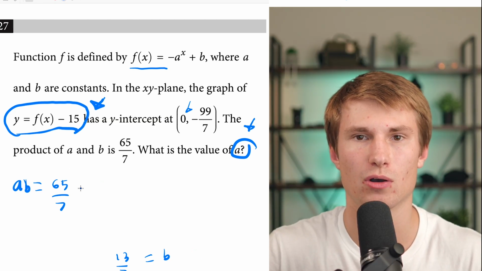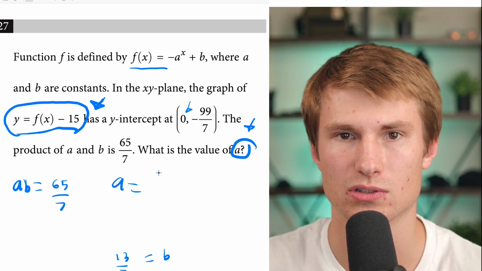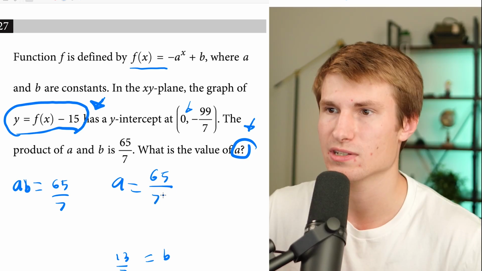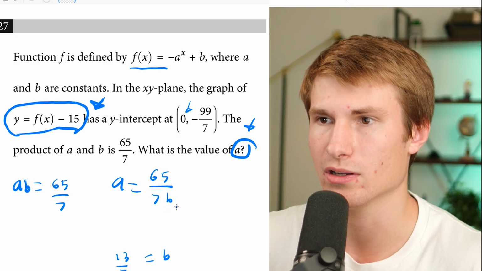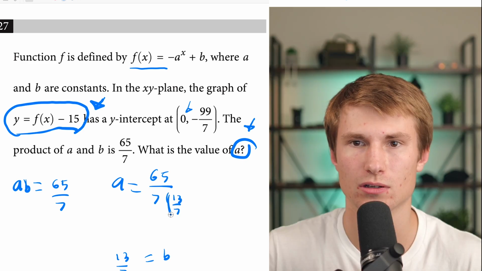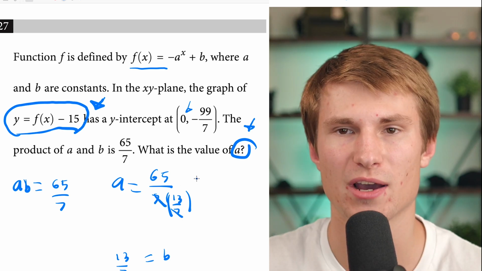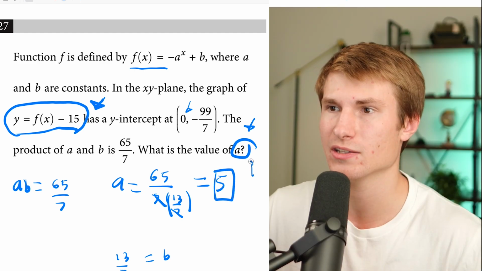Now, how can we do that? Well, if we go ahead and divide both sides by b here, we would get a is equal to 65 over 7 times b. Okay, well, we know that the value of b is 13 over 7. So if we go ahead and plug that in for the value of b, 13 over 7, we see that these 7s are going to cancel, and we're going to be left with 65 divided by 13, which is going to equal 5. So our answer for the value of a, which we're asked to answer with, always check that, is 5.